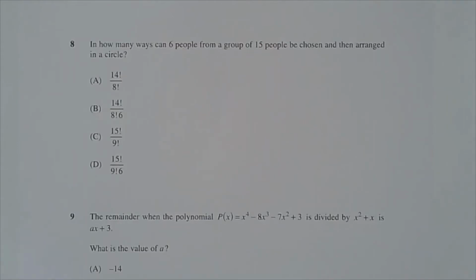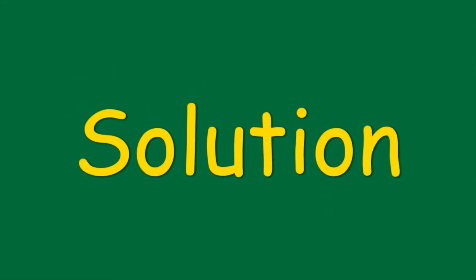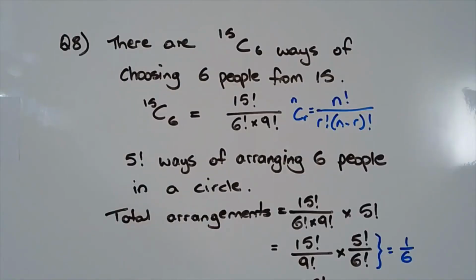Question 8. In how many ways can 6 people from a group of 15 people be chosen and then arranged in a circle? Our first step is to determine the number of ways that we can choose 6 people from 15 people where order does not matter. For that, we'll use a combination. 15 choose 6 is equal to 15 factorial over 6 factorial multiplied by 9 factorial, and that comes from the formula n choose r is equal to n factorial over r factorial multiplied by n minus r factorial.